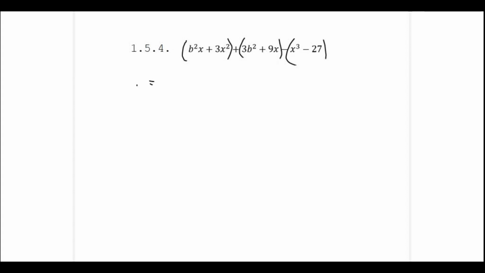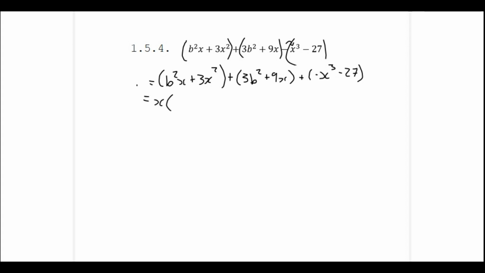And what that looks like is simply b squared x plus 3x squared plus 3b squared plus 9x. And remember, we want to try and keep the minus inside, so plus minus x cubed minus 27. Alright, let's start in order. Highest common factor, we can take out an x, so x. B squared plus 3. Take out a 3, plus 3. B squared plus 3x. Yeah, b squared plus 3x, that's correct. And we're missing an x here.